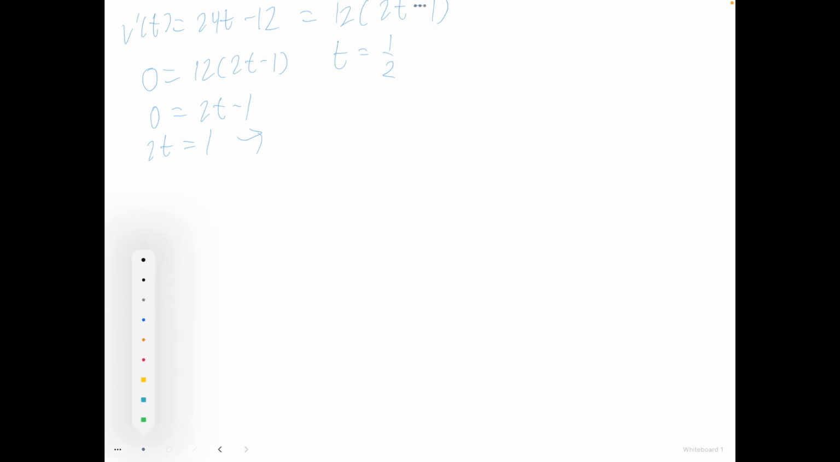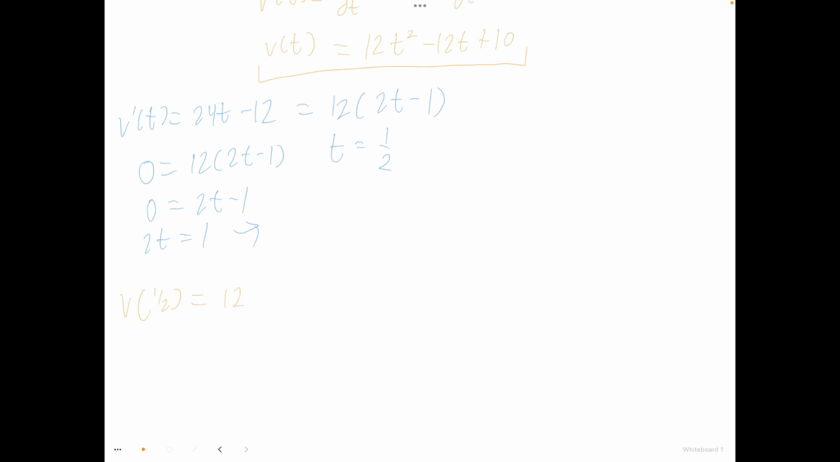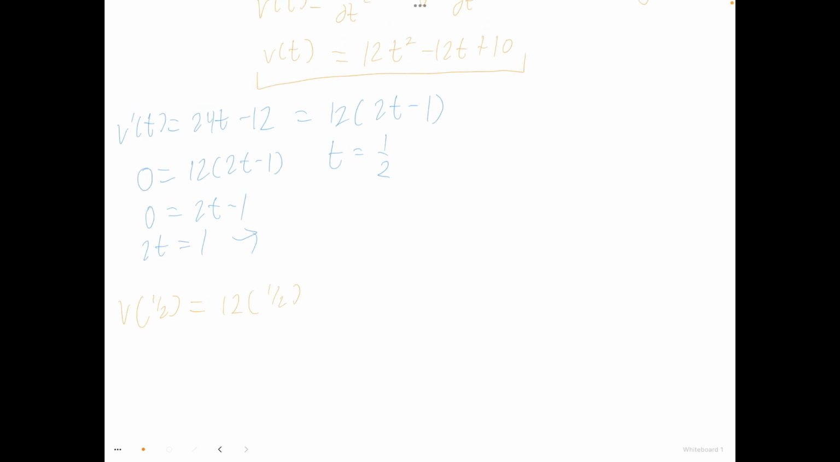And now we're going to plug things in. So we've got our critical number, so we're going to plug it in to our velocity function. So we plug 1/2 into v of t. This is going to be 12 times 1/2 squared minus 12 times 1/2 plus 10. This becomes then 12 over 4 minus 12 over 2 plus 10, which is going to be equal to 3 minus 6 plus 10, which is 7. So at 1/2, we are at 7.